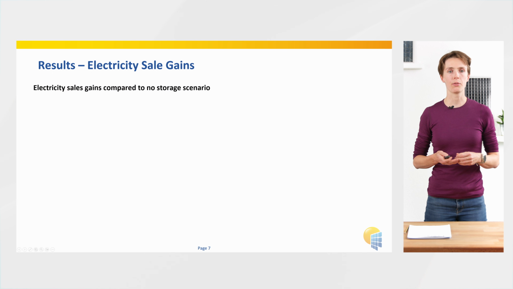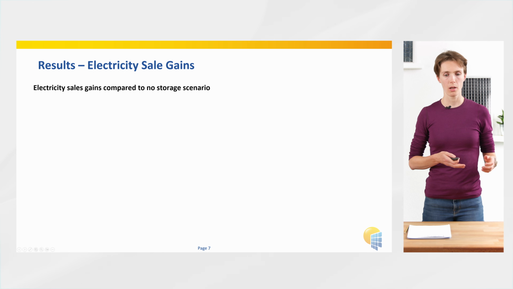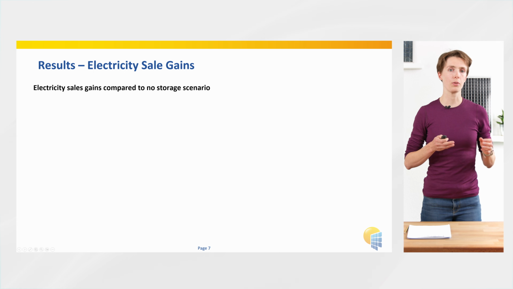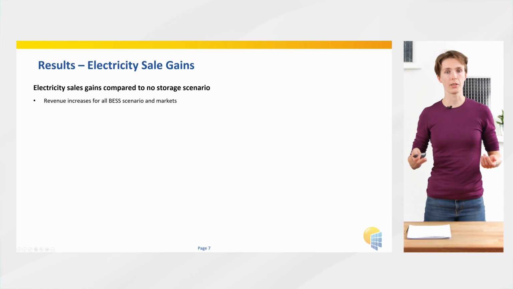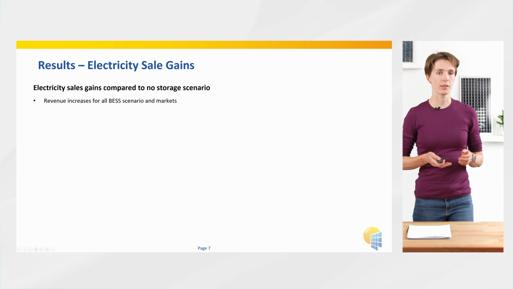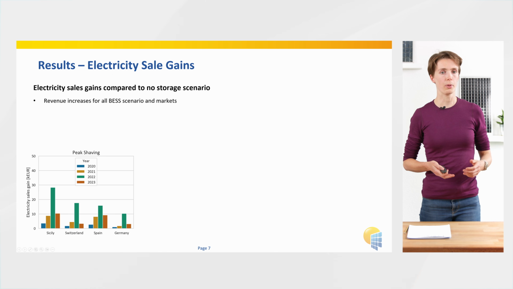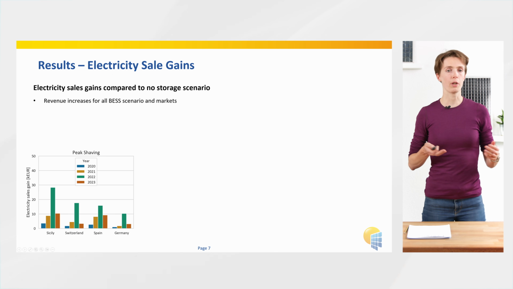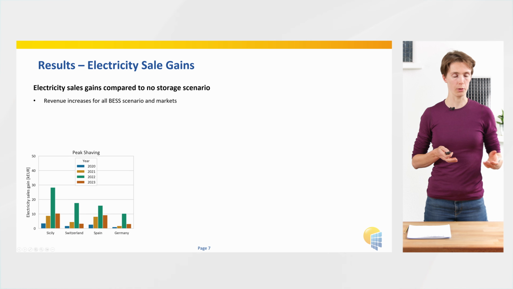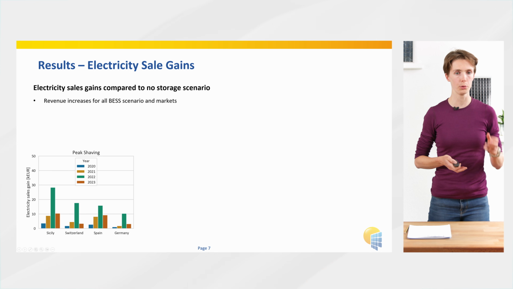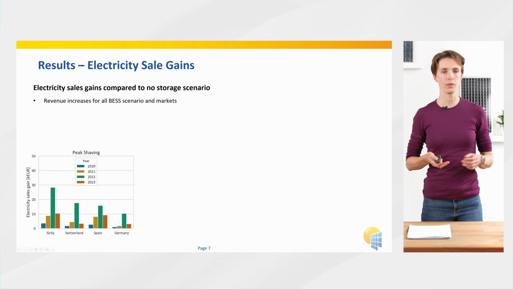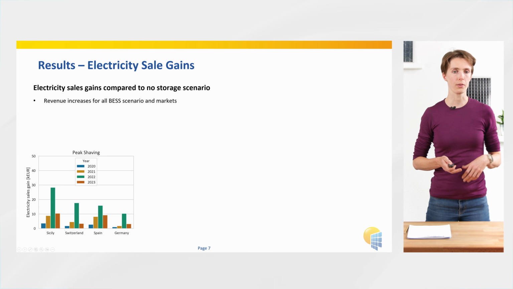So here I'll be looking at the sales gain, comparing the revenues from the different BESS scenarios versus the no storage scenario. The good news is obviously that all BESS scenarios are performing better in all markets. Now, if I look first at the peak shaving strategy, the strategy with the lowest battery, the revenues vary greatly from one year to the next and from one location to another. The highest revenue gains reach almost 30,000 euros for Sicily in 2022, and the lowest being in Germany in 2020, where I barely reach 2,000 euros of gain.